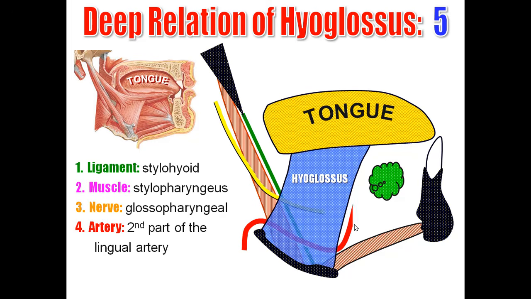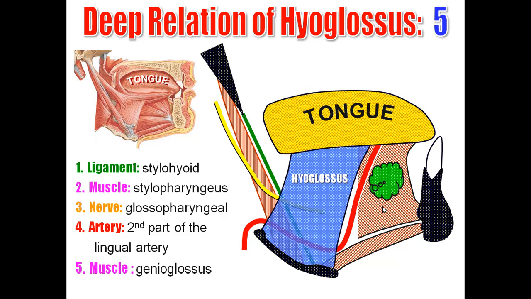This is the lingual artery. This is the first part behind, the second part deep, the third part in front. And one muscle coming from the front, which is the genioglossus muscle.